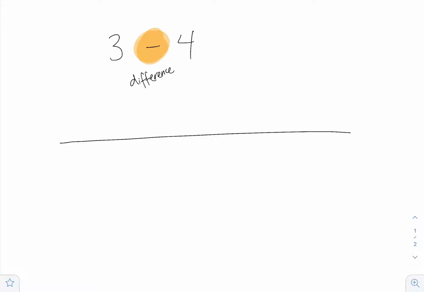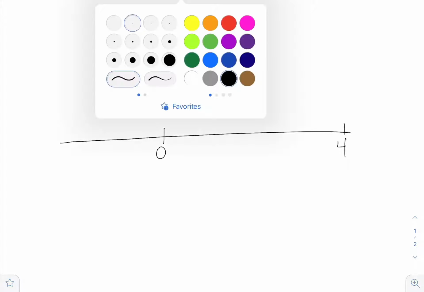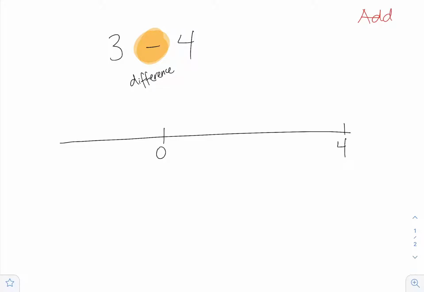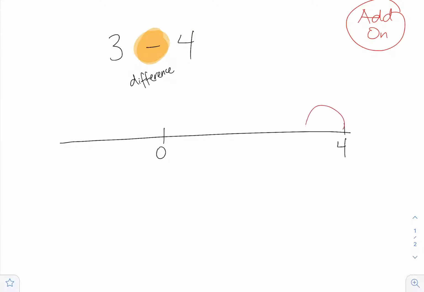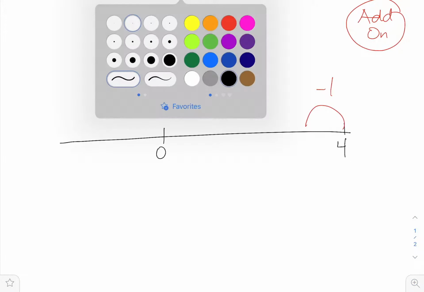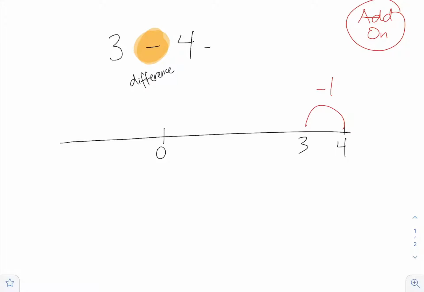So if we put the number line here, and we have the number 4 right there, here's the number 0, what do we have to add on? Remember, we're always adding on. What do we have to add on to 4 in order to get 3? Well, you can't add on positive numbers, you would have to add on negative numbers. You would have to add on -1. And what you would end up with is 3. And the answer of 3 minus 4 is actually -1.